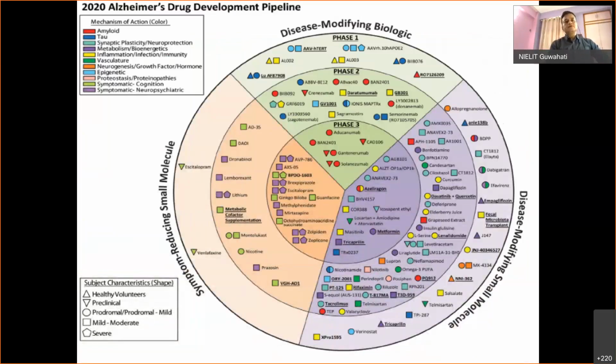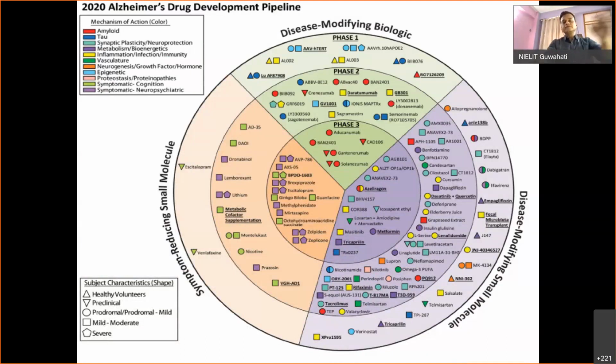What is the current situation? A lot of research is going on in Alzheimer's. Why I have selected it is because it is not related to pathogenic intervention. This is basically a neurodegenerative disease, and there are many factors, epigenetic factors and genetic factors, causing Alzheimer's disease.